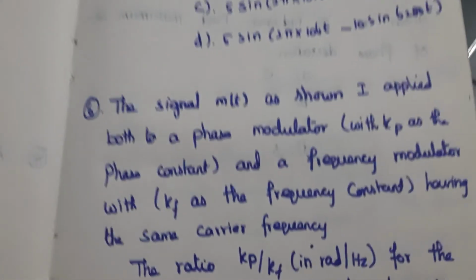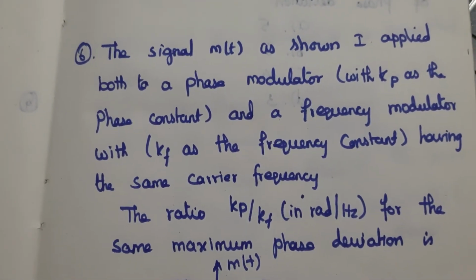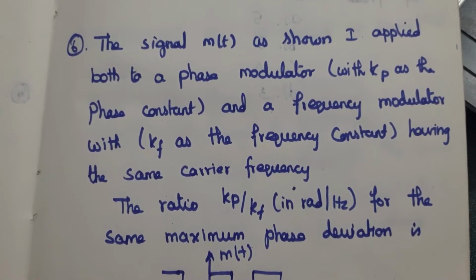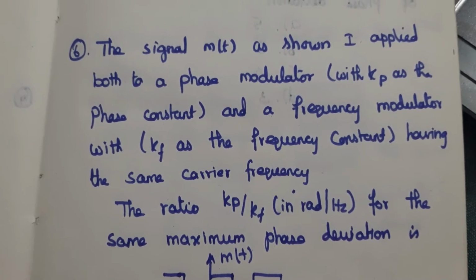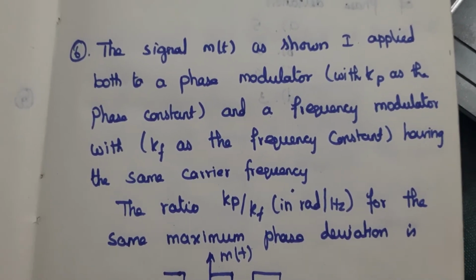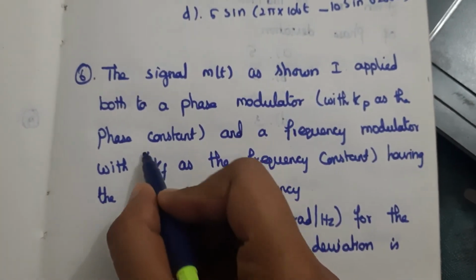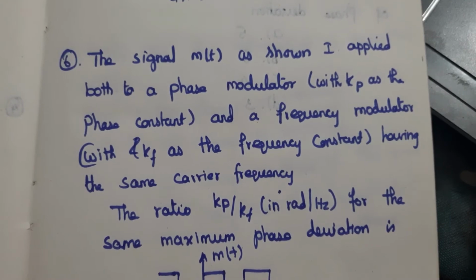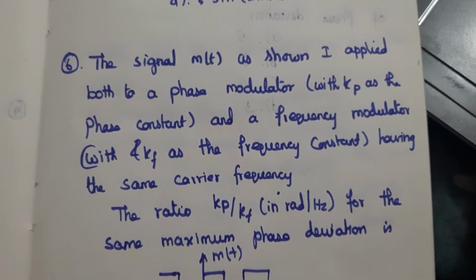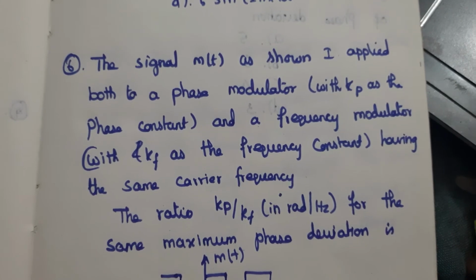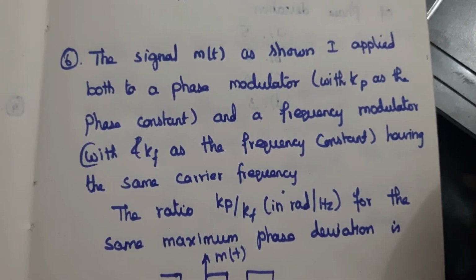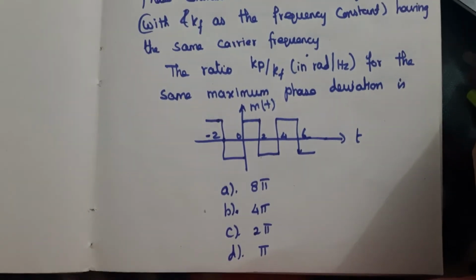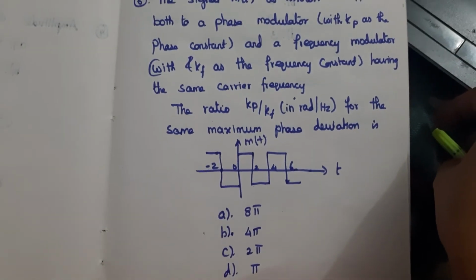Sixth question, the signal m(t) as shown is applied both to a phase modulator with kp as the phase constant and a frequency modulator with kf as the frequency constant, having the same carrier frequency. The ratio kp divided by kf in radian per hertz for the same maximum phase deviation is... And this is the signal. Find the correct answer.